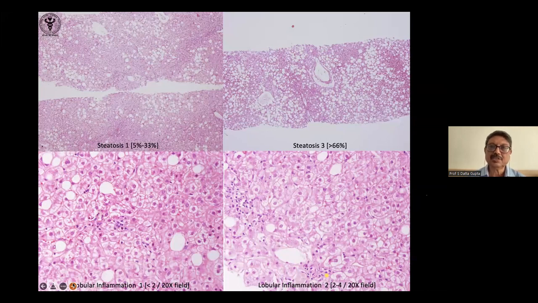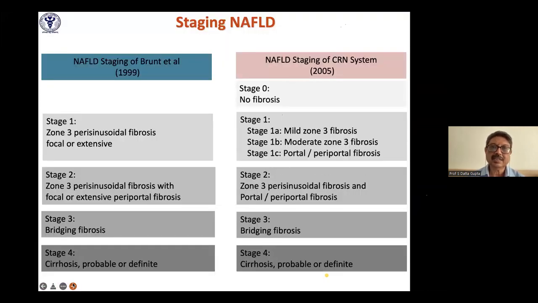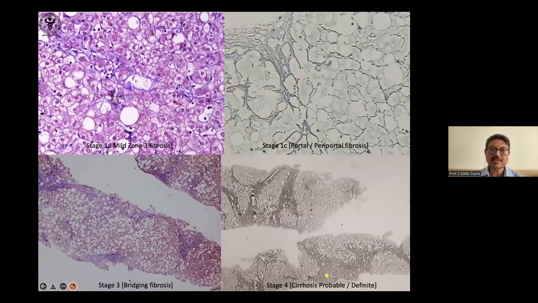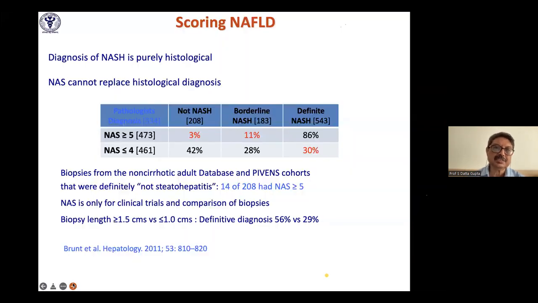So this is how you grade steatosis, and then you grade the fibrosis also, how much there is. These grading and staging systems are similar. But please remember, you cannot diagnose NASH based on grading and staging, just as you cannot diagnose hepatitis. The histological diagnosis should come first, and then the grading and staging.